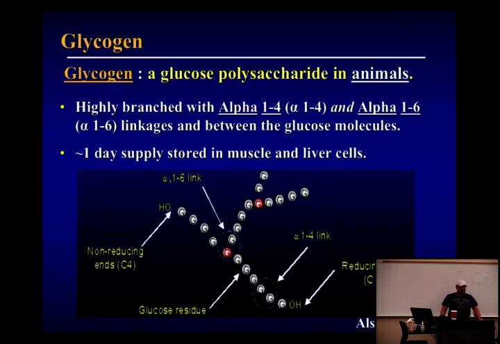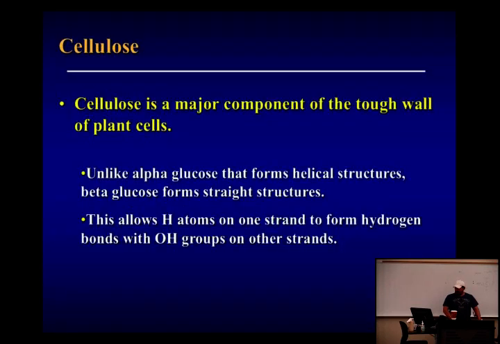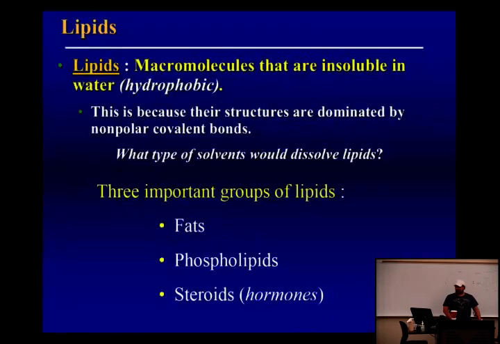I switched it to glycogen so you couldn't cheat. Cellulose is beta 1,4. Straight or branched? Straight. Good. What about chitin? What's the bonds? Beta 1,4. Good. We didn't talk about if it's straight or branched, but it's straight. So that's what you guys need to know.